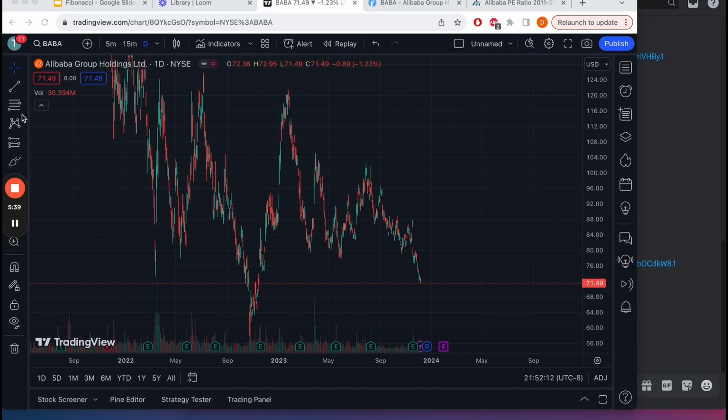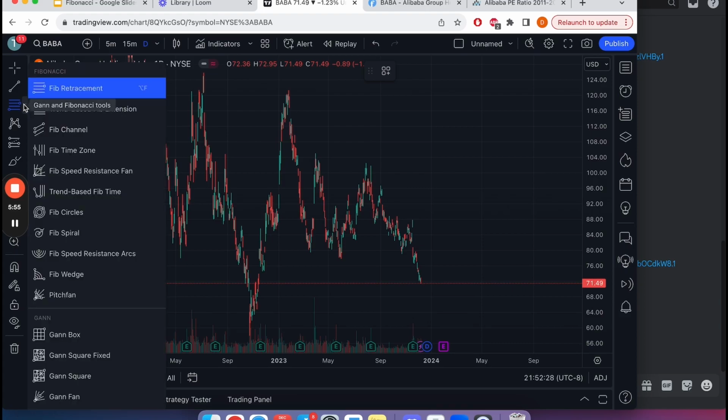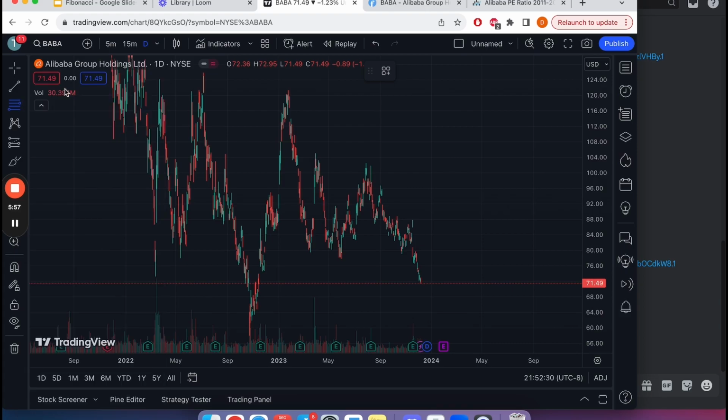I'm using TradingView. You can use whatever sort of trading platform you want to use. Some people use it within their own brokerages. I use TradingView, an external trading platform. All of them should have abilities to draw Fibonacci retracement levels. I'm going to use it here to draw Fibonacci retracement levels.